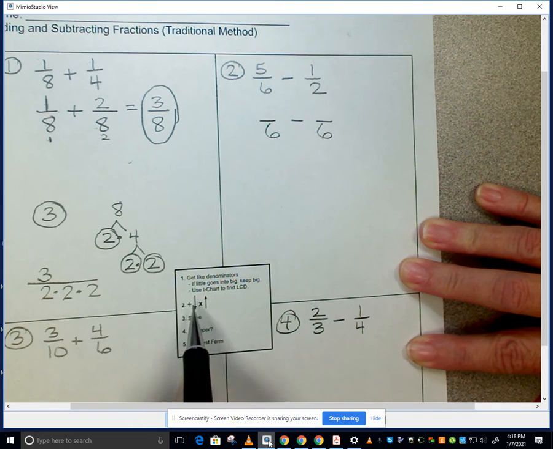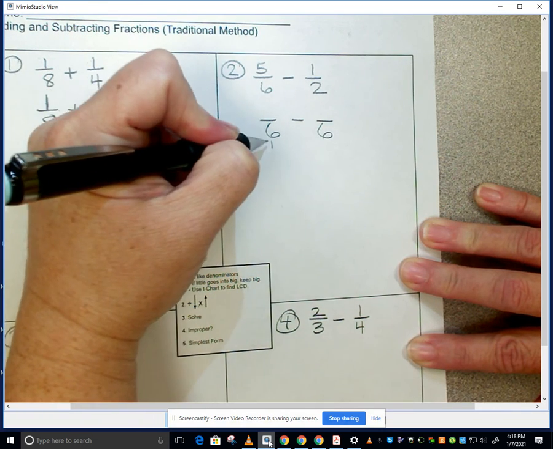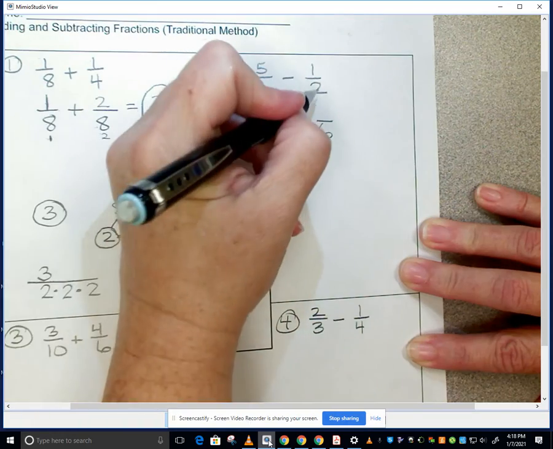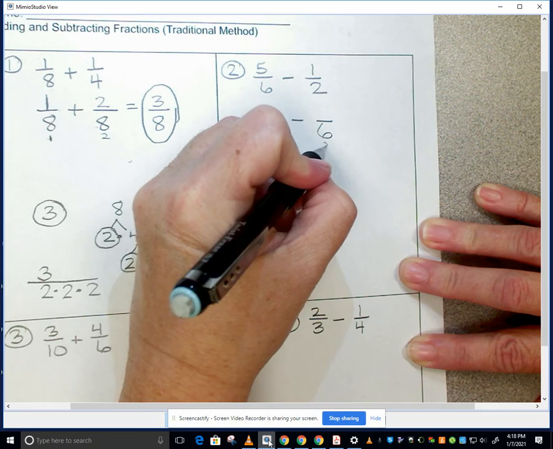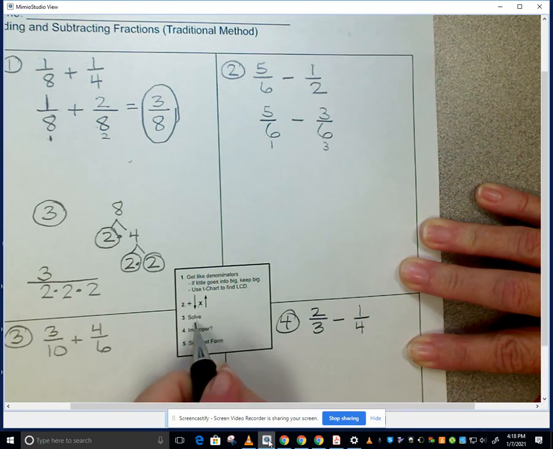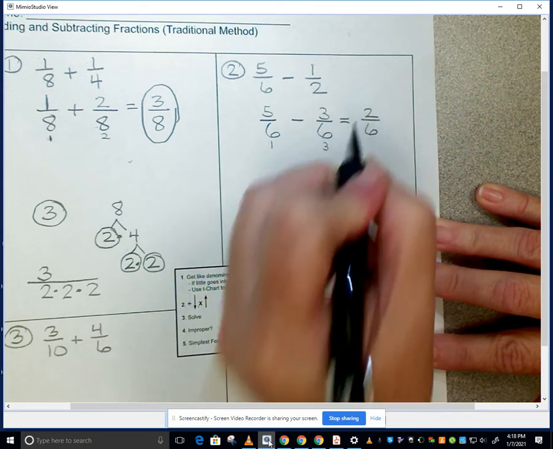Now I'm going to divide down, multiply up. 6 will go into 6 one time. 1 times 5 is 5. 2 will go into 6 3 times. 3 times 1 is 3. Now we solve. 2/6.